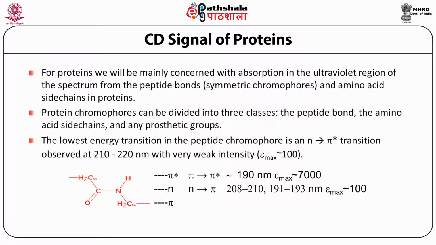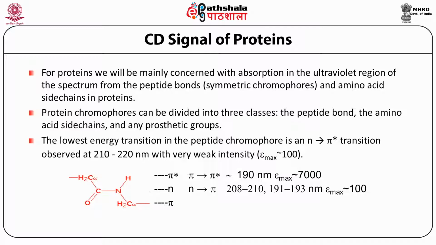We discuss the significance or importance of CD signals of the protein. For protein, we will be mainly concerned with the absorption in the ultraviolet region of the spectrum from the peptide bonds, that's the asymmetric chromophore, and amino acid side chains in the protein. Protein chromophores can be divided into three classes. As I already discussed, that's the peptide bond, amino acid side chain, and any other prosthetic group.